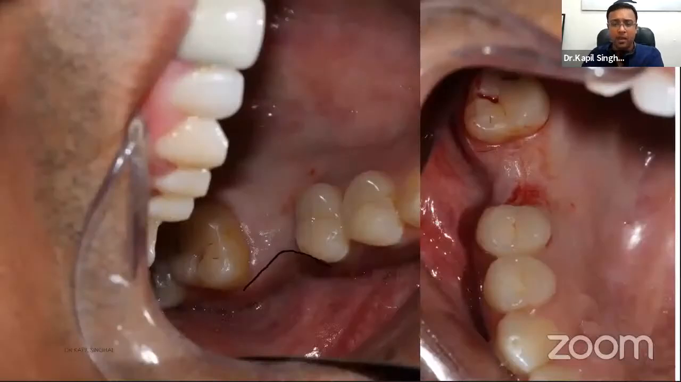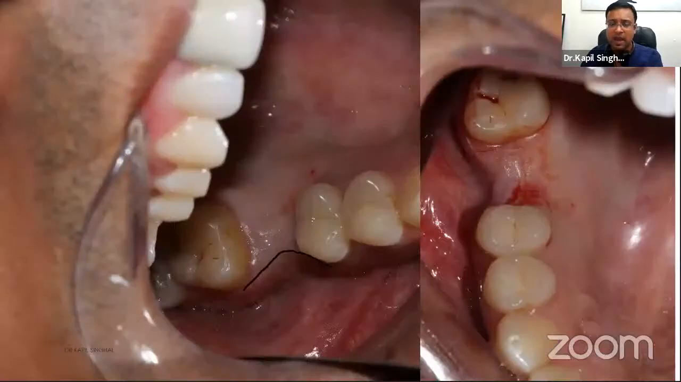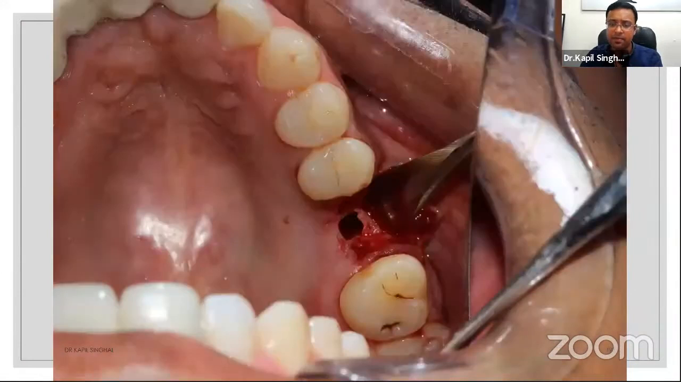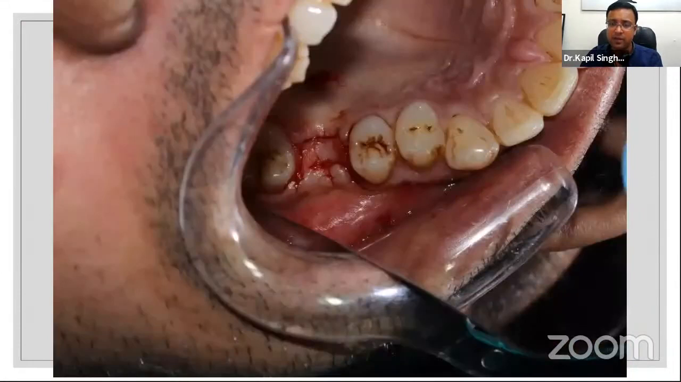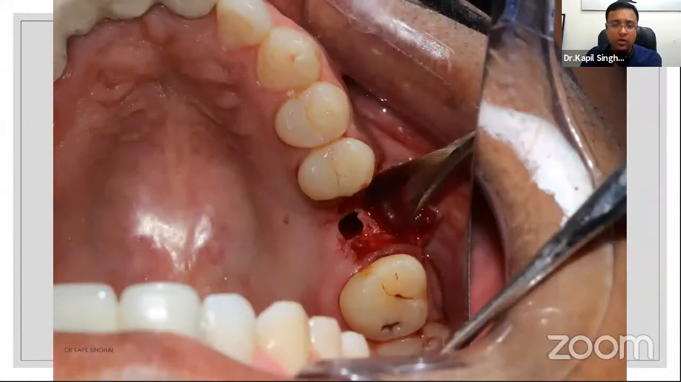Okay, it's the same case. We didn't place the implant. We waited for a period of 4 months. After 4 months, you can see a soft tissue defect on the buccal side. We opened up the area. We gave a papilla preservation flap. We drilled. We placed the implant. Okay, the implant's picture is not there.